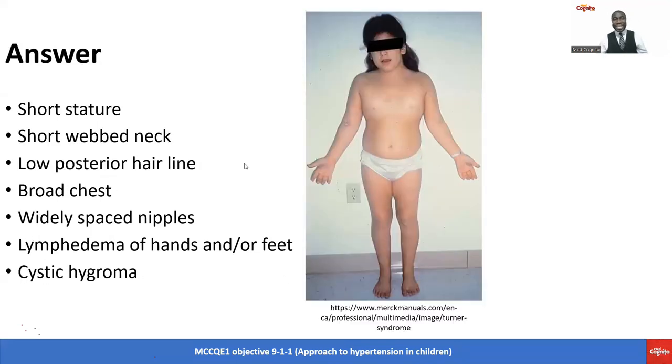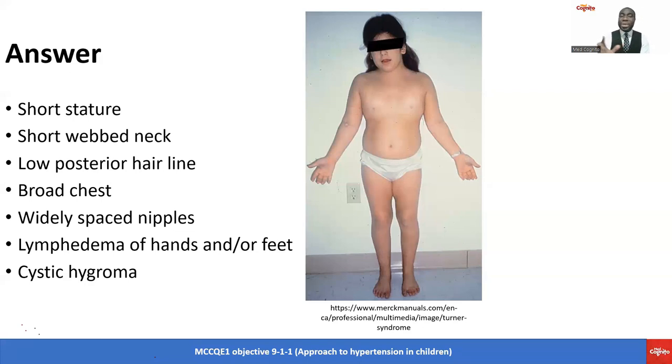Then boom, we get in there. If a child has Turner syndrome, they have short stature. So please always remember this picture. Always keep it in your mind, when you are sitting at the dining table, when you are joining the bus, when you are driving your Lamborghini, whatever it is that you are doing, please remember Turner syndrome. Coarctation of the aorta, Turner syndrome. Short stature, short webbed neck. They have a low posterior hairline. Broad chests, obviously the chest is broad, right? Widely spaced nipples. Lymphedema of the hands and the feet. And they may have cystic hygroma.